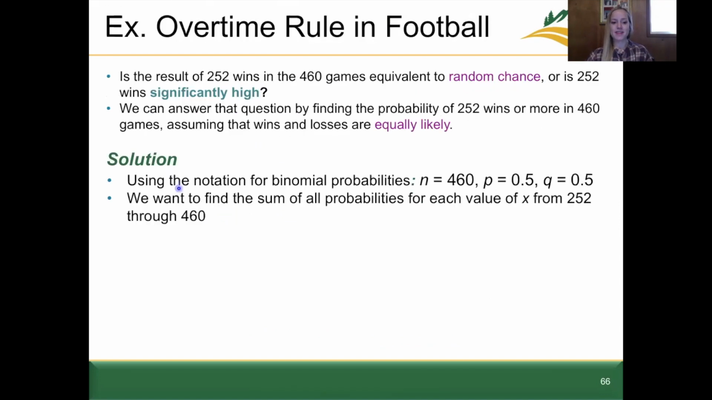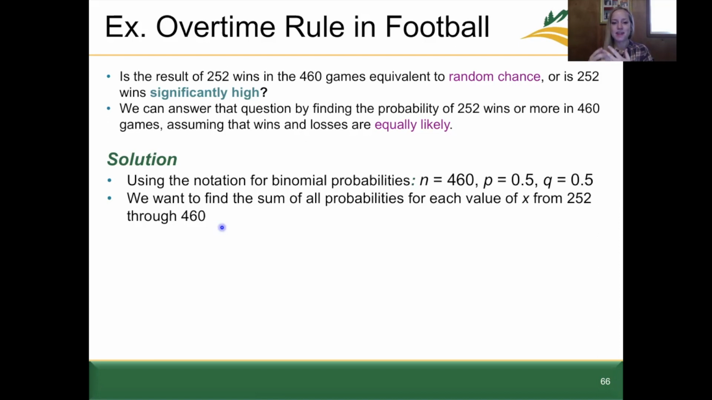Okay, so we're back to this slide. We want to find the sum of all the probabilities for each value of X from 252 or more, where the maximum value is the number of trials, or 460. So what this bullet point is really saying is that we have X number of successes, or 252. We have another scenario where we want to figure out 253 number of successes. We have another scenario where we'd want to figure out 254 number of successes.